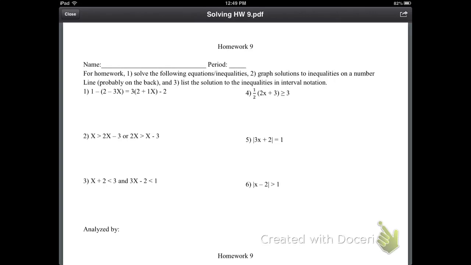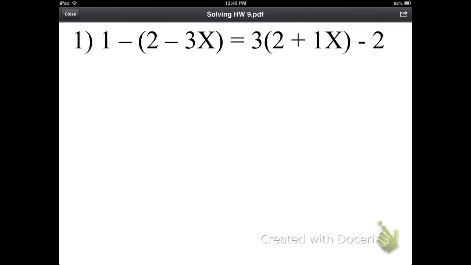Alright, time for solutions for homework 9. It looks like this. Alright, number 1, let's get started. We need to distribute this negative through.